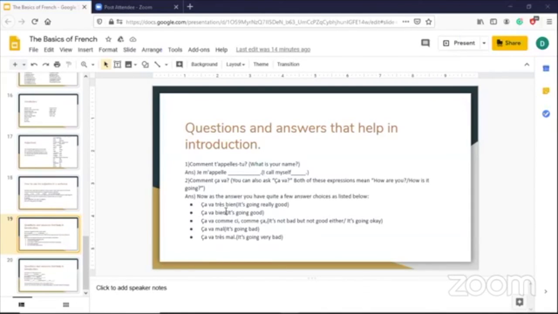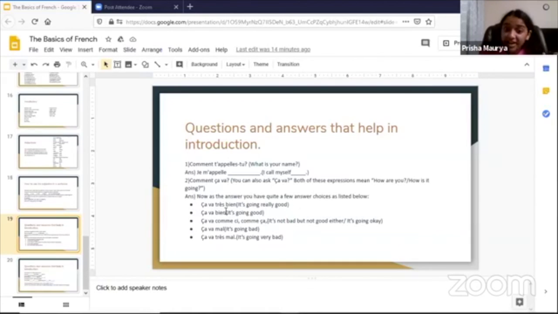And if it's not going good or bad for you, you say ça va comme ci comme ça, which means it's not going bad, but it's not going good either. It's going okay. The next one is ça va mal, which means it's going bad. It's usually when you're not having a good day or you're sick or something. So you'd say ça va mal.